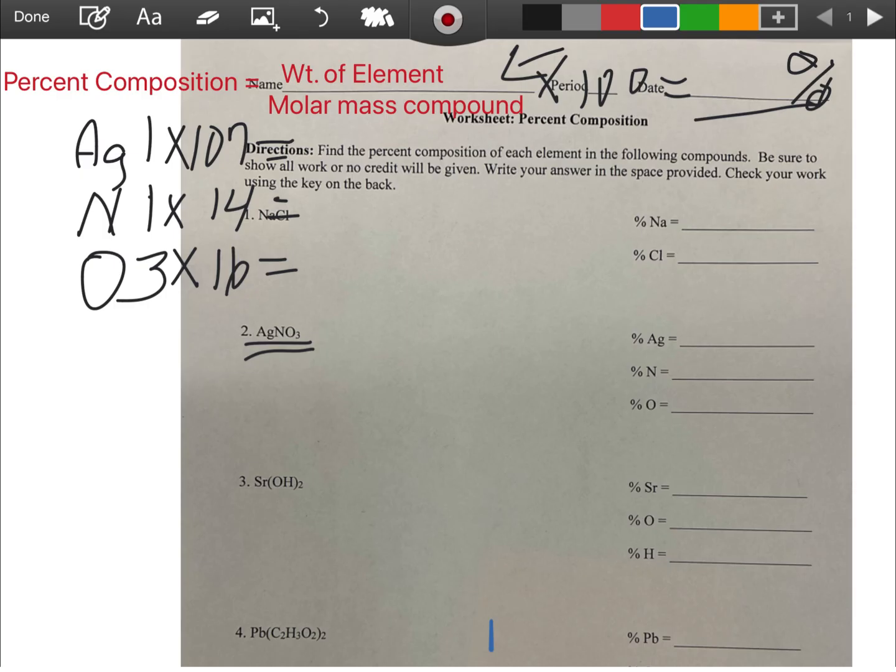Okay, so 1 times 107 is how much? And so we're going to have that here. All right, 1 times 14? 14. Yep, very good. And then 3 times 16? 48. Yep, very good. So now you're going to add all of these together, and that's going to give you your molar mass, right?